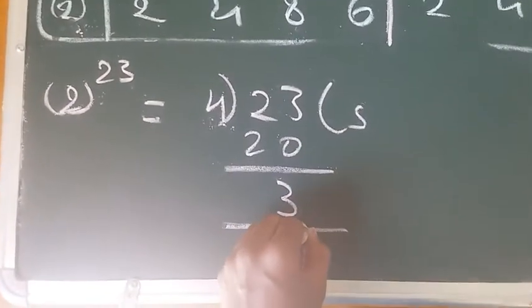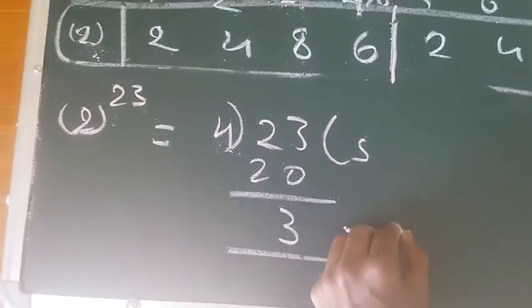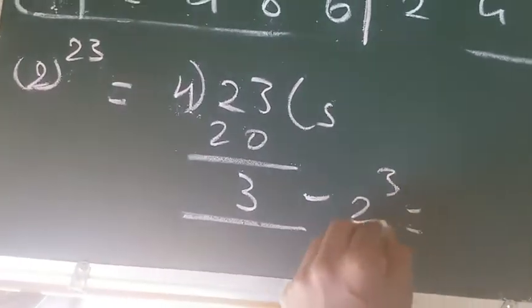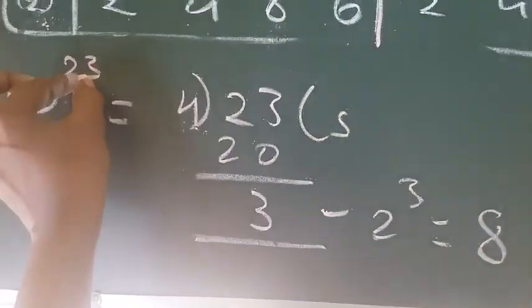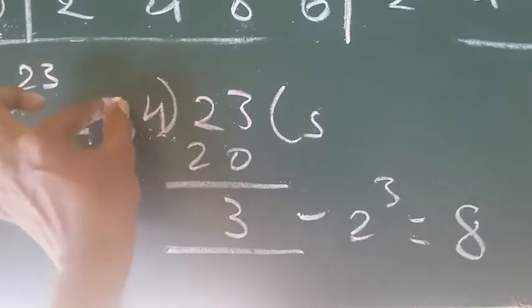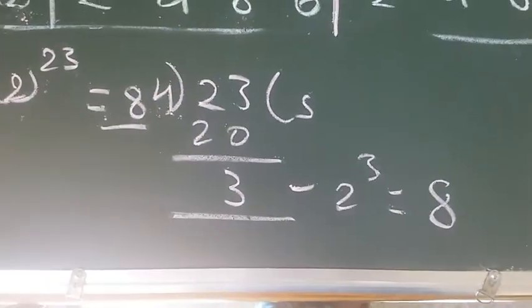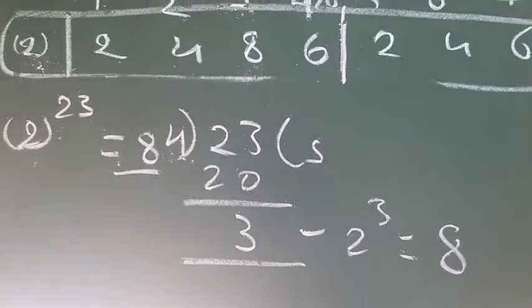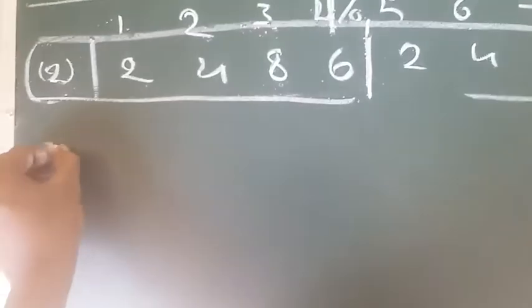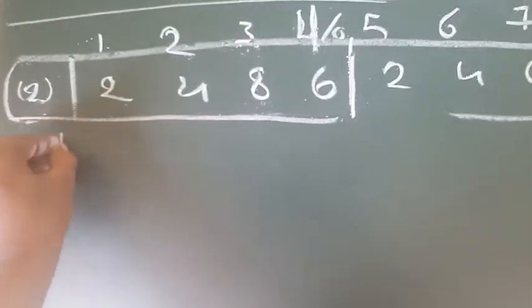Here the remainder is 3. So check 2 power 3 units place. 2 power 3 units place is 8. So 2 power 23 units place is also 8. I hope you understood how to calculate the units place of 2 power n. Let us take one more example so that you will get clarity. Take one more example. 2 power 18.